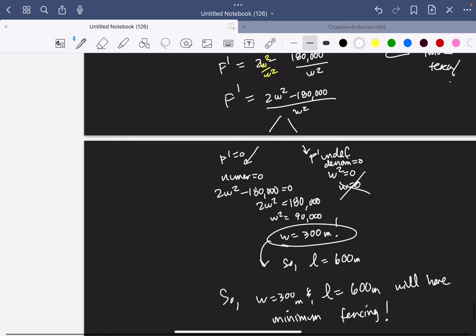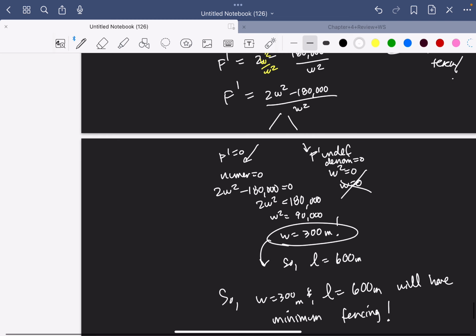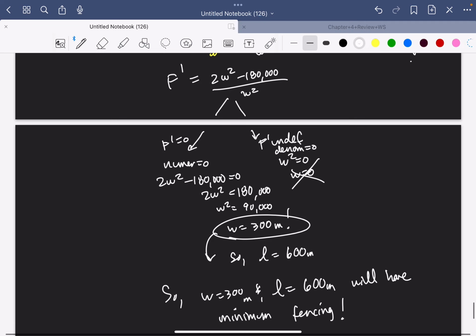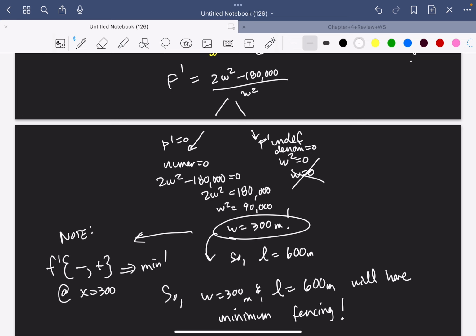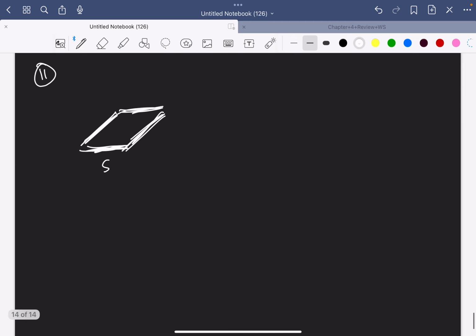If you put in 300, notice that F prime goes from negative to positive at x equals 300. And so that's why we have a nice minimum. Okay, that's one way you can absolutely verify it's a minimum.